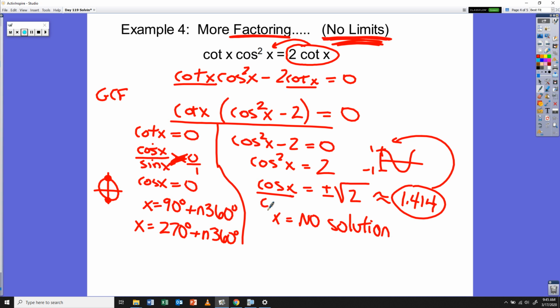There are no angles. If you tried this in the calculator, it would give you an error. If you did inverse cosine and you put the square root of 2 inside of it, it would give you an error because there are no angles that have cosine values that go that large. So that means that these answers back here that we got from the left-hand side would be the only answers to this problem.